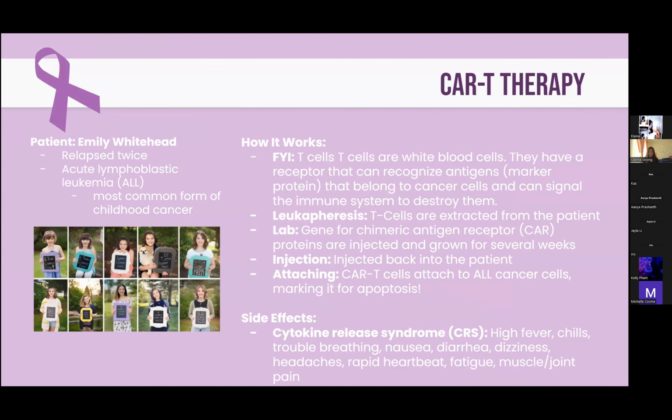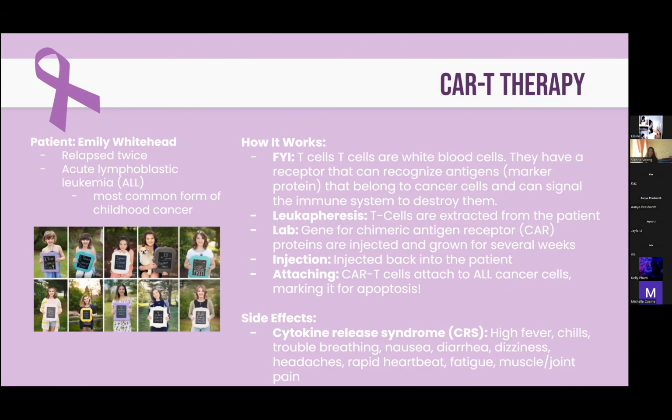So to start off, there is a cure for acute lymphoblastic leukemia, also known as ALL, and this is the most common form of childhood cancer. And this CAR T therapy was approved in 2017 as an effective solution to cure ALL. So the first child to be cured with this was Emily Whitehead, and she had already relapsed twice with ALL, and she'd already tried chemotherapy, but that didn't work. So her options of getting treated for cancer were limited.